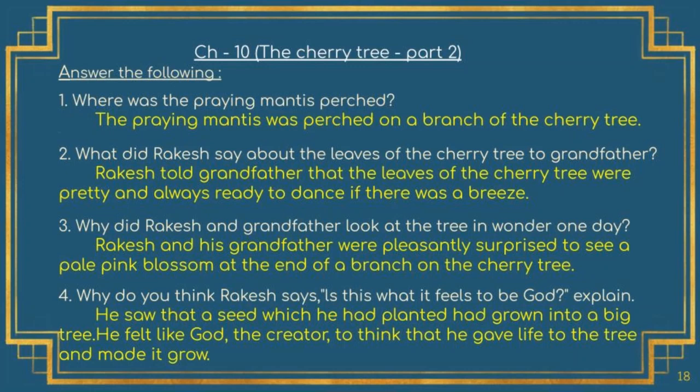What did Rakesh say about the leaves of the cherry tree to grandfather? Rakesh told grandfather that the leaves of the cherry tree were pretty. That means the tree was looking very pretty. It means beautiful and always ready to dance if there was a breeze. Rakesh told grandfather that the leaves of the cherry tree were pretty and always ready to dance if there was a breeze. Breeze means gentle wind.